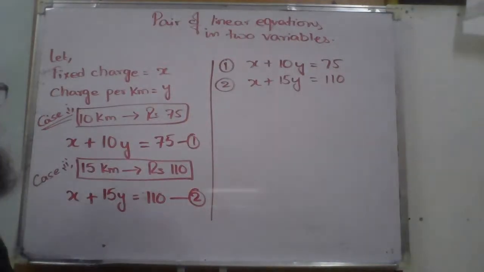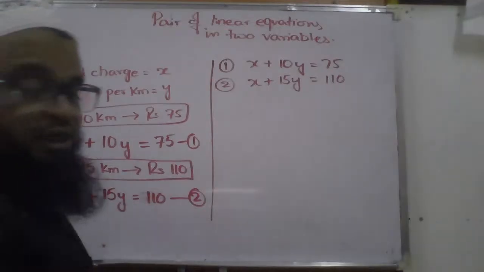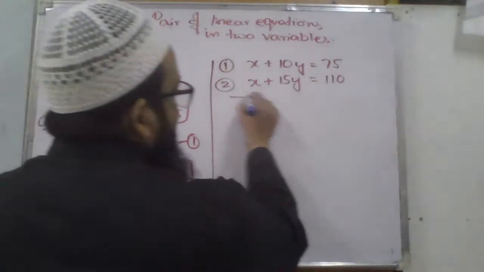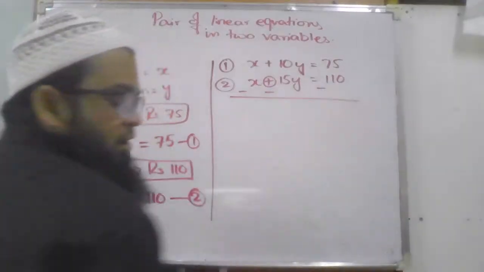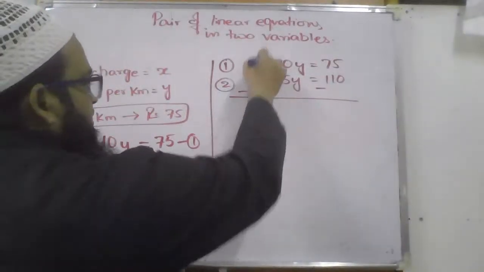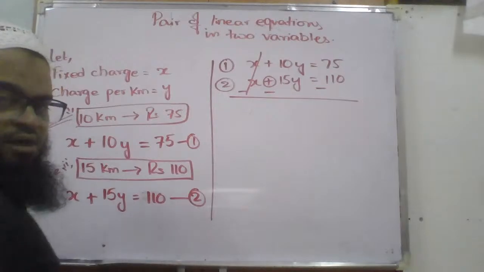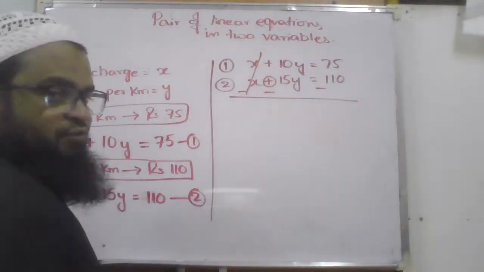The coefficients of x are equal, but they are positive. So what to do? Let us subtract. When we subtract, the sign changes. Okay. Now x minus x, 0x.